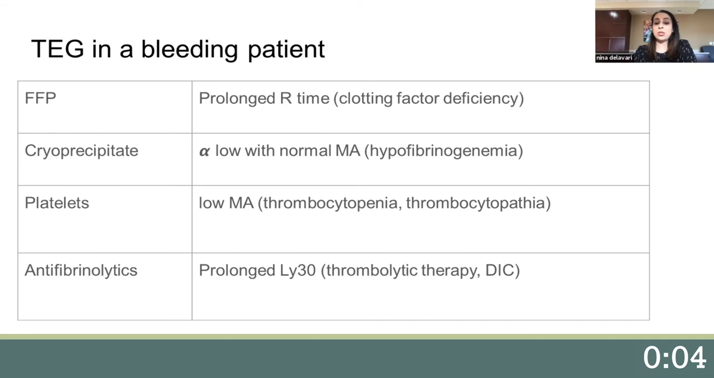If the TEG demonstrates a low alpha angle with a normal MA, the patient has hypofibrinogenemia. These patients require cryoprecipitate. If the TEG demonstrates a low maximal amplitude, the patients will likely need platelets. This can be due to thrombocytopenia or thrombocytopathia. In patients in DIC, you may see a prolonged LY30 time. These patients may require antifibrinolytic therapy.